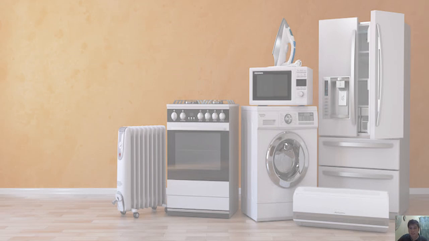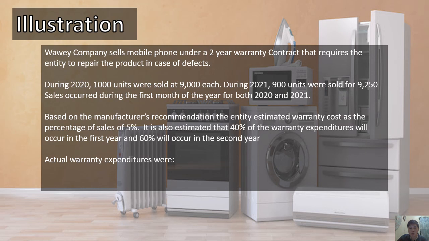Okay, so let's have an illustration under assurance type warranties. Let's say Huawei company sells mobile phones under a 2-year warranty contract that requires the entity to repair the product in case of defects. During 2020, 1,000 units were sold at 9,000 each, and during 2021, 900 units were sold for 9,250 each, and the sales occurred during the first month of the year for both 2020 and 2021.